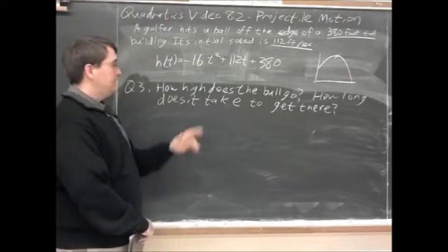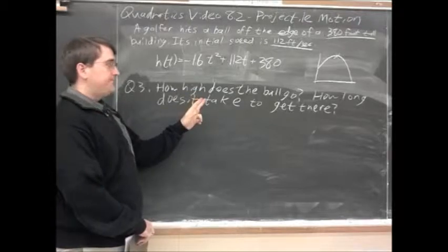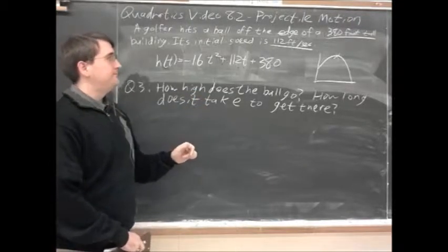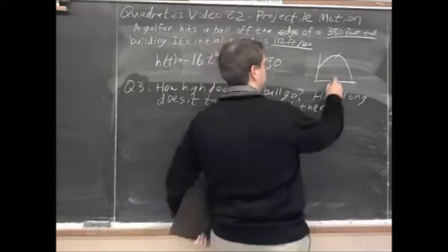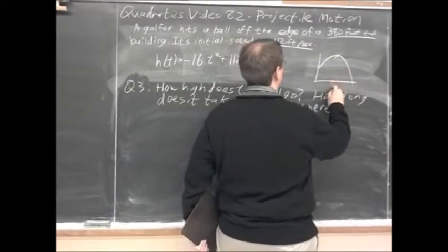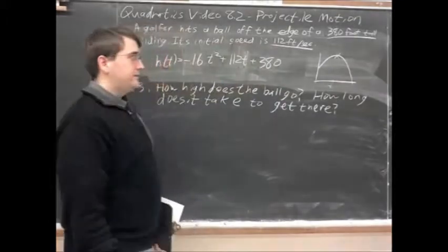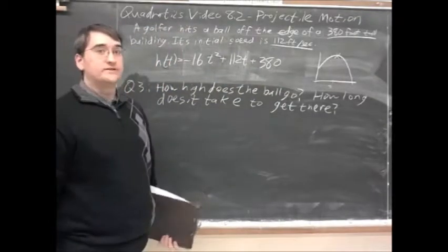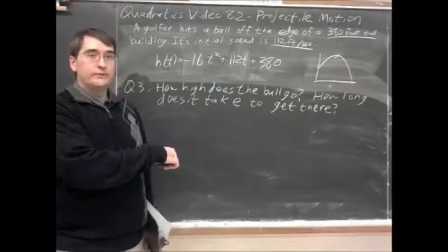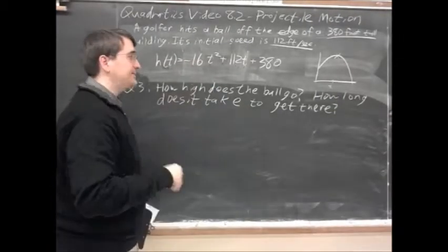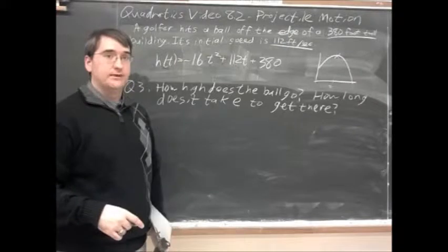My third question: how high does the ball go, and how long does it take to get there? How high, what is that maximum height? And what's the particular value for t that matches that height? How long does it take to get to that maximum height? We actually answer these questions in the reverse order. I'm going to find t first and then use that to find maximum height.